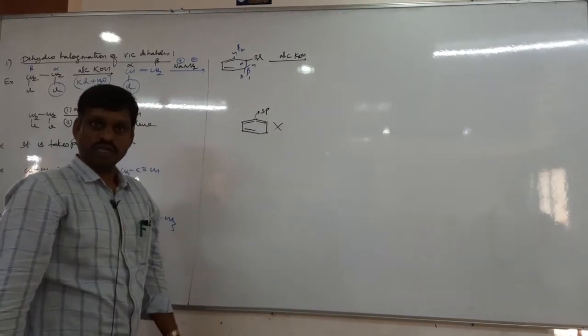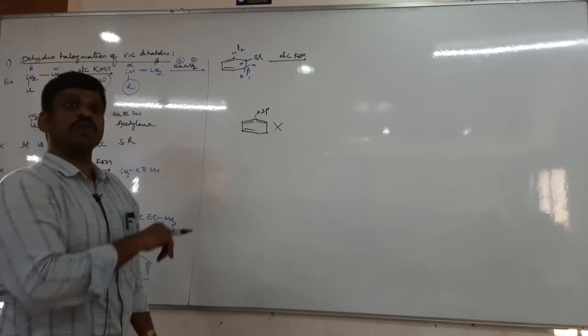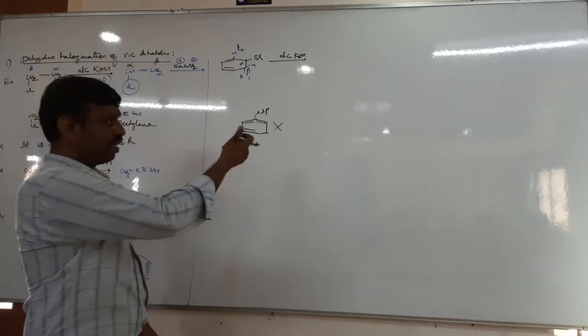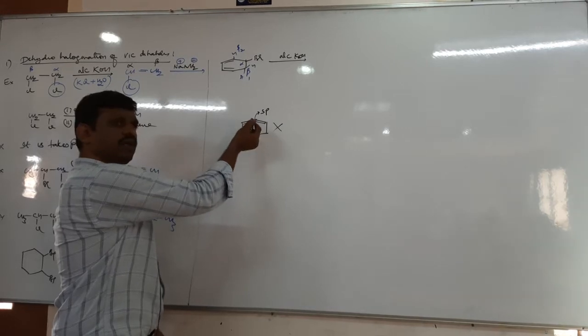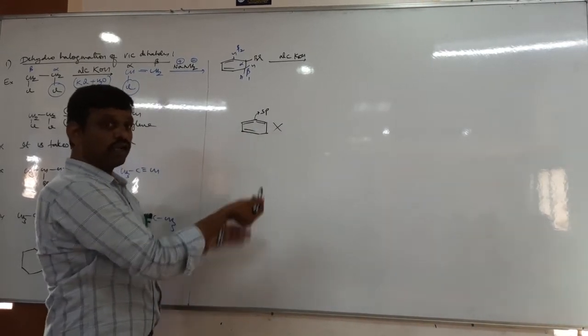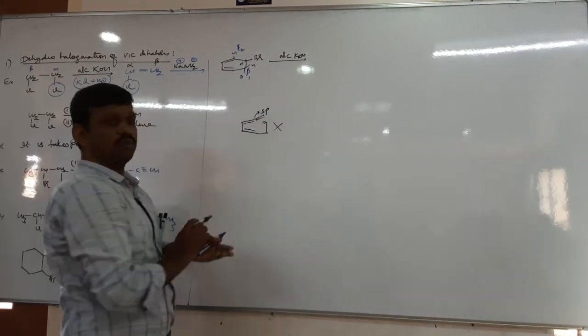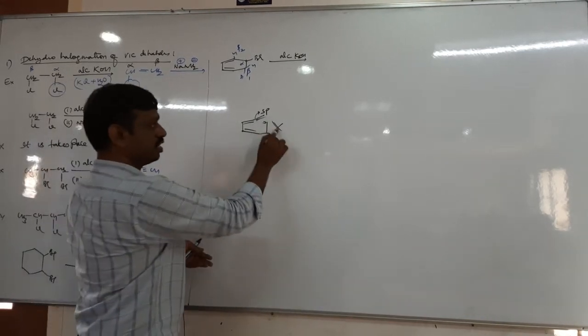Do you understand? That means in a cyclic ring, cumulative double bonds are not possible, meaning continuous double bonds. In the cyclic ring, if continuous double bonds are present, this carbon is supposed to be sp and supposed to be linear. In order to get linear, this bond should be broken. Then that is not possible. Therefore, this is not possible.